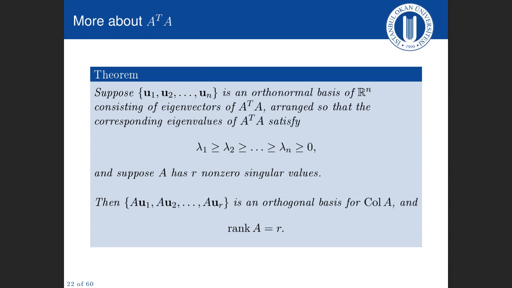Then the conclusion is that AU1, AU2, up to AUR is an orthogonal basis for the column space of A, and the rank of A is equal to R. The rank of A is the same as the number of non-zero singular values of A. Let's prove this.